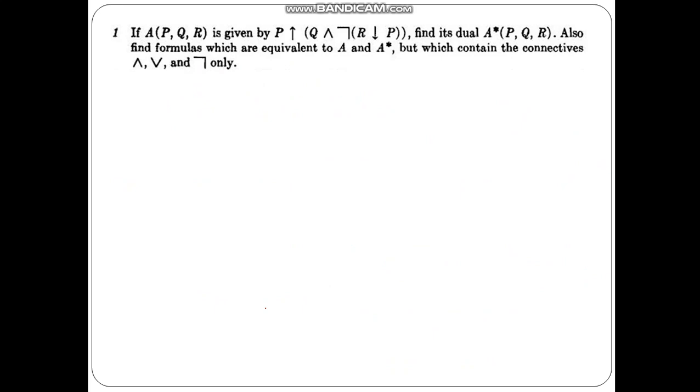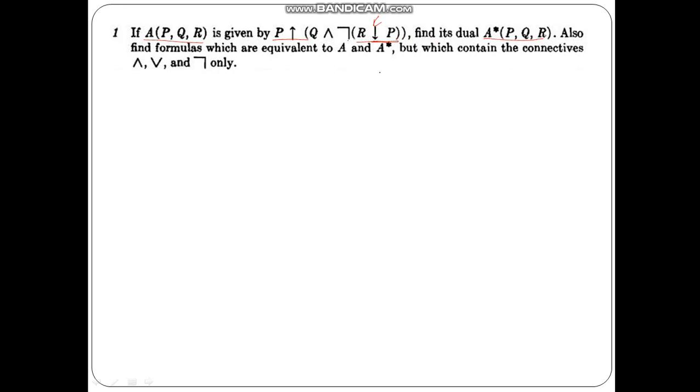Let us try to solve some examples based on this. Given a formula A(P, Q, R), which is given as P NAND (Q and not of R NOR P). So this is a NOR operation. Find its dual, A star. So you have to find its dual.